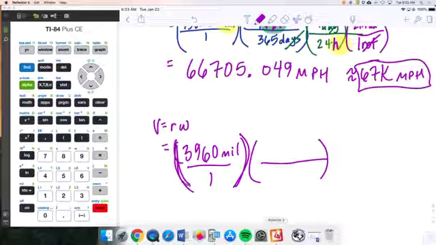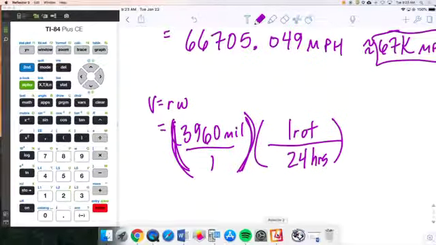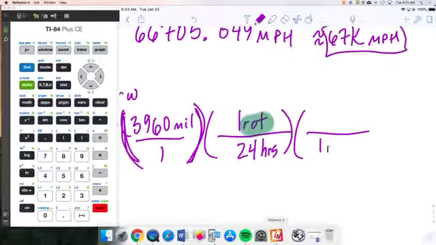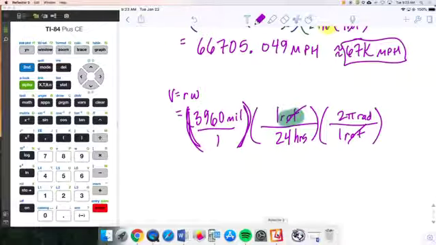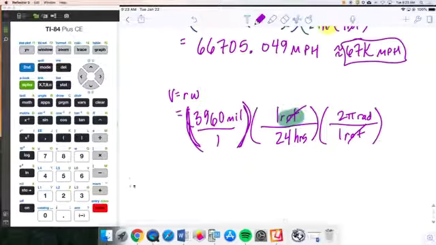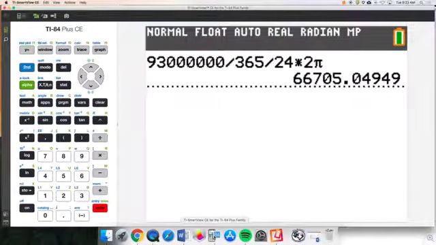Planet Earth. One rotation every 24 hours. There you go. So we have miles per hour already, don't we? But we still have what to get rid of? Rotation. So a real quick conversion, one rotation is 2 pi radians. And now rotations are gone. You could also have said 2 pi radians over 24 hours. You could have gone straight to that. But right now we're left with miles per hour. And so we could type this in. And there it is.